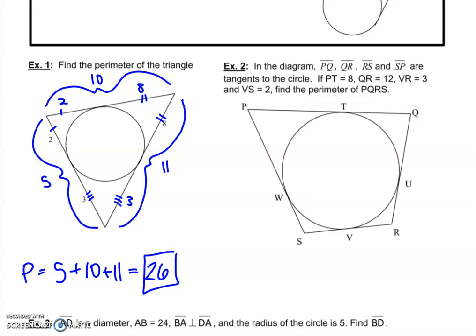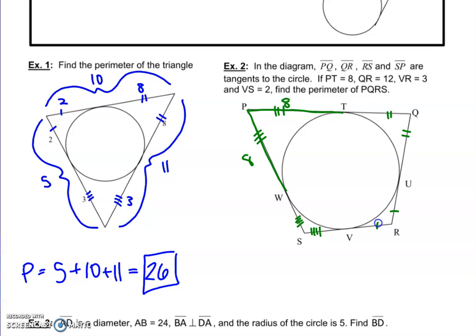All right, number 2, in the diagram, PQ, QR, RS, and SP are all tangents. Now, before I even look at what the lengths are, let's kind of do this again. Oh, those two pieces are equal. Those two are equal. Those two are equal. And then finally, those are equal. And it says PT is 8. Well, right away, if PT is 8, I'll highlight it, then PW has to be 8.